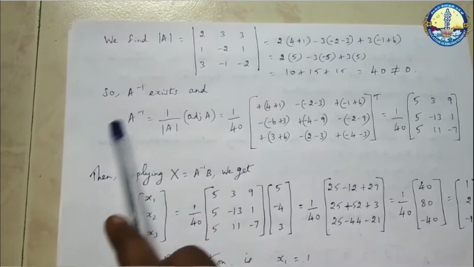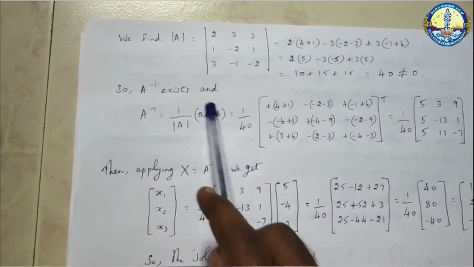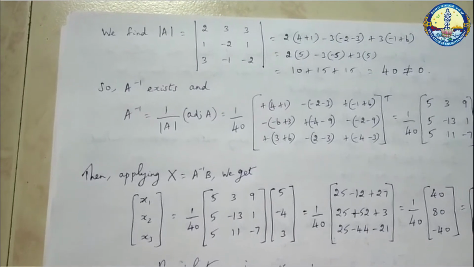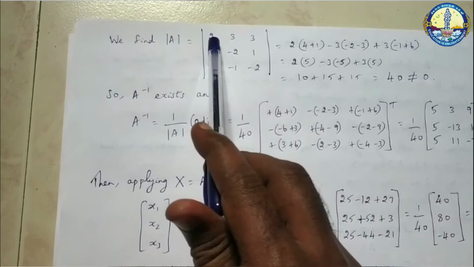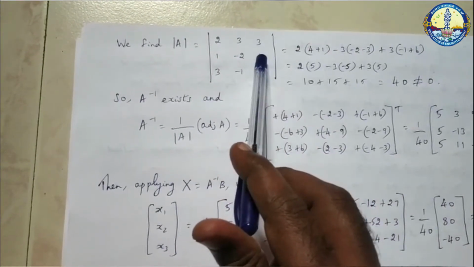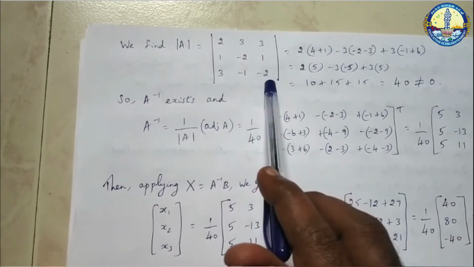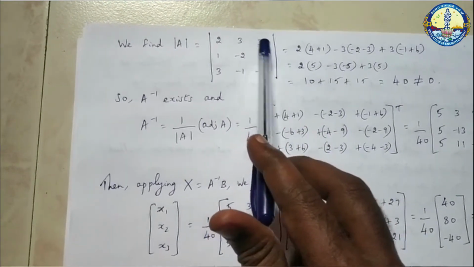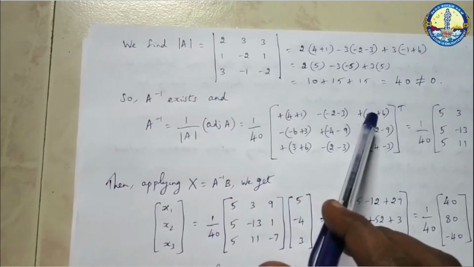If the determinant is equal to 0, then A inverse does not exist. Here the determinant is not equal to 0, so definitely we will have A inverse. The formula is A inverse equals 1 by determinant of A into adjoint of A. The determinant of A is 40, so it is 1 by 40 into adjoint of A. Adjoint of A means we have to find the cofactors, that is the minors of each and every element. For the first element 2: 2 times 2 is 4, 1 times minus 1 is minus 1, so plus 1, giving 4 plus 1. For 3: 1 times 2 is 2, 3 times 1 is 3, giving minus 3.